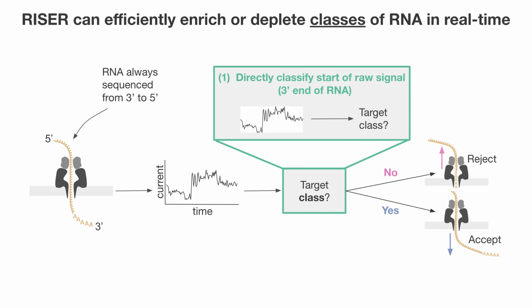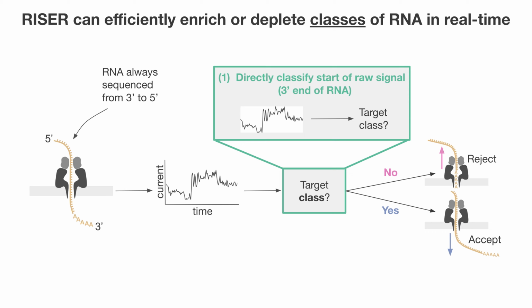To overcome the limitations of these various targeted RNA sequencing approaches, we've developed RISER. RISER uses a neural network to classify RNA directly from the start of the raw nanopore signal, then sends an accept or reject command to the sequencing hardware depending on the user-defined target RNA class. This focuses the limited operating time of the nanopores only on the RNA class of interest.